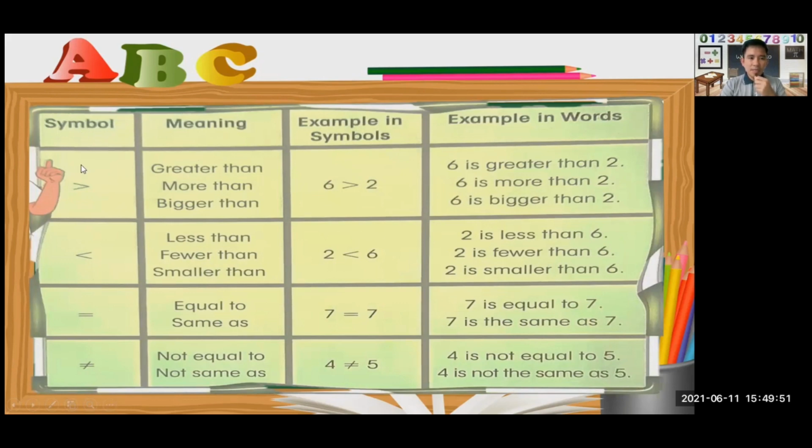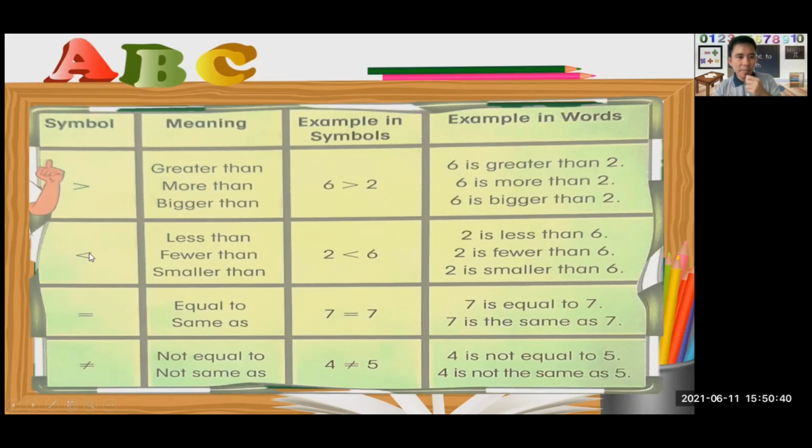Now, let's say for example, this symbol. This symbol has three meanings, okay? The meanings are greater than, more than, and bigger than. Example, 6 and 2. So this is the symbol because 6, in words, we say that 6 is greater than 2, or 6 is more than 2, or let's say 6 is bigger than 2, okay? So we can use this meaning if you will write in words.